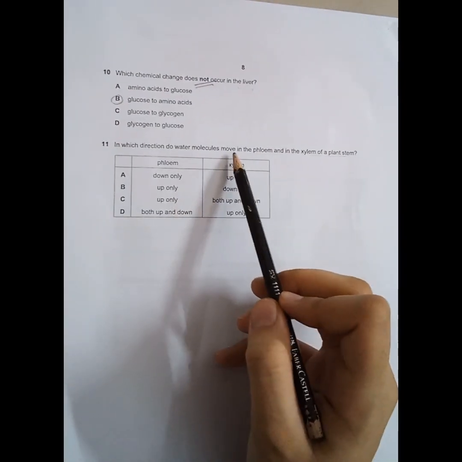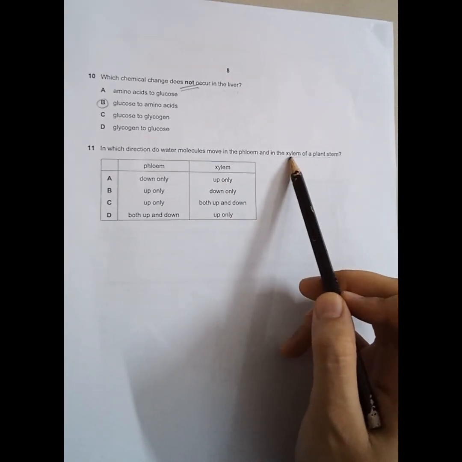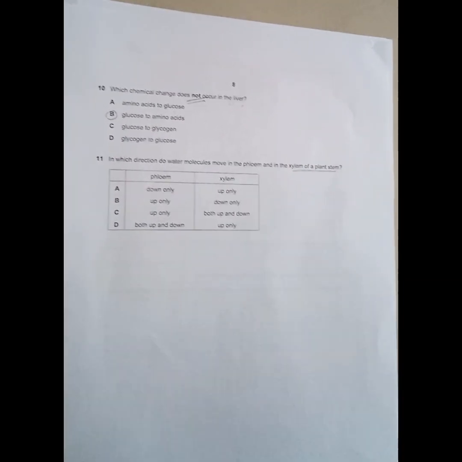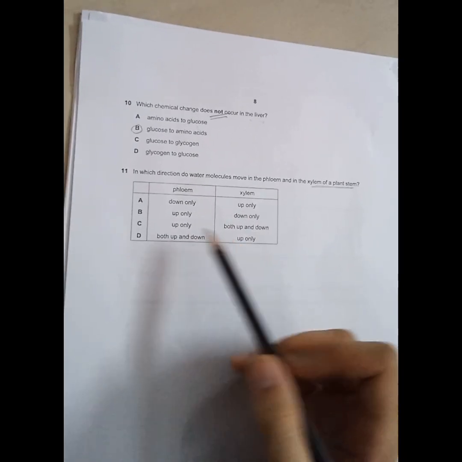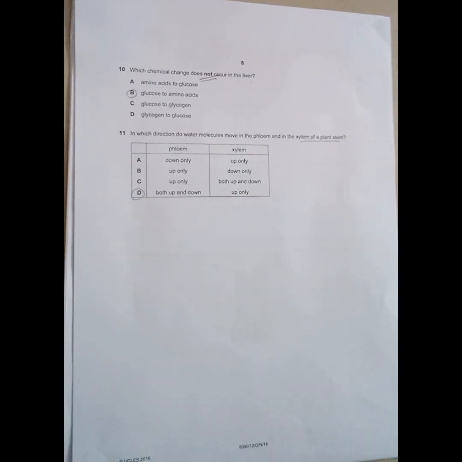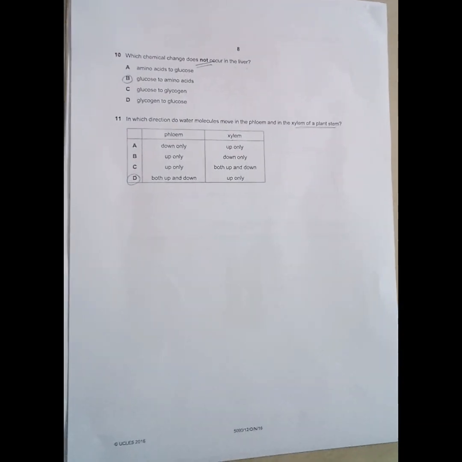In which direction do water molecules move in the phloem and in the xylem of a plant stem? Phloem both up and down, and xylem up only. The reason being, what does phloem do? Phloem translocates water and sucrose and amino acid solutions from the leaves to other parts of the plant. In daylight, when the plant is actively photosynthesizing, it is producing more and more glucose molecules, which are converted to sucrose and are transported to roots, stems, and all.